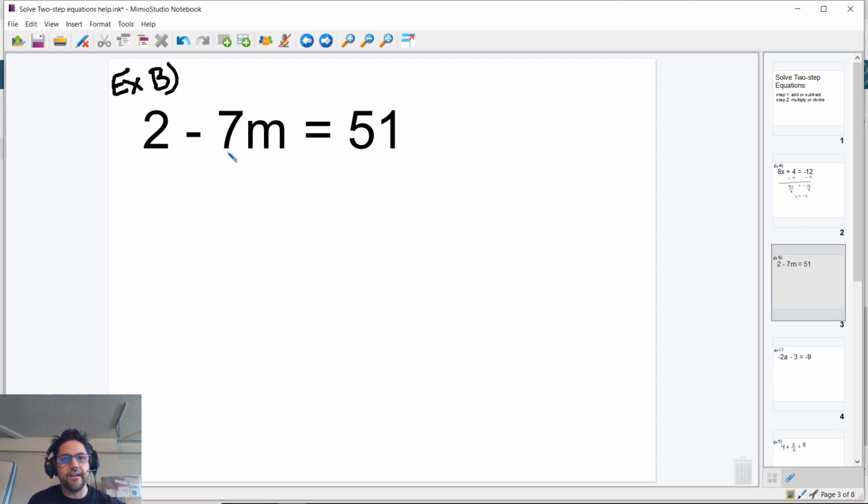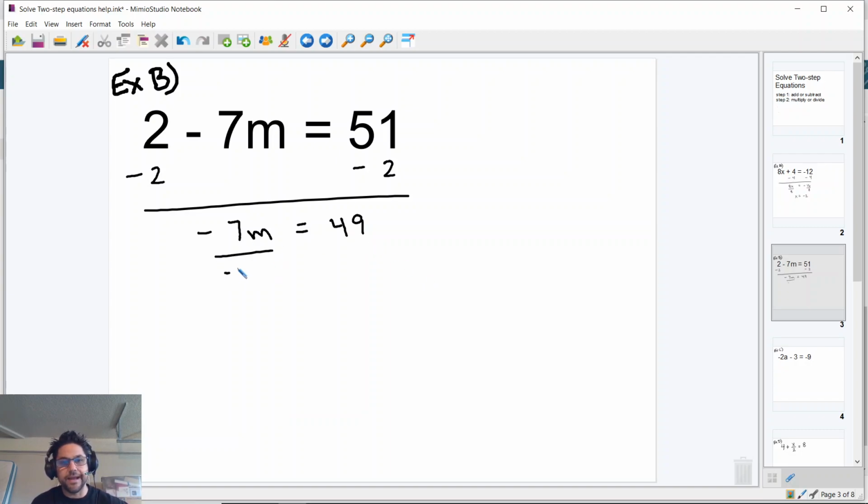All right, quick location check. If you notice that the variable 7m really has the negative sign, that means after I do my first step of subtracting 2 on both sides, I need to make sure I have my negative sign there. So negative 7m is equal to 49. Then we divide by negative 7 on both sides. So m is equal to positive divided by negative. Negative 49 divided by 7 is 7, and negative 7.